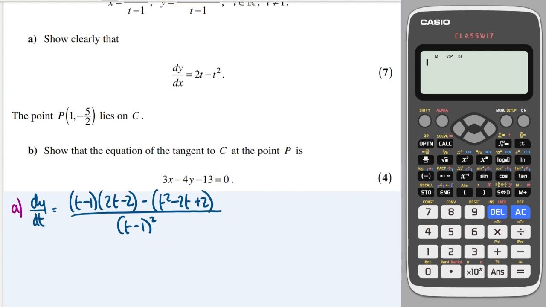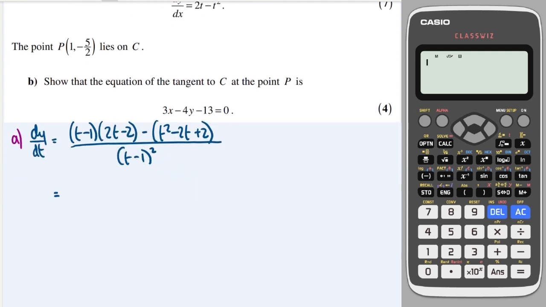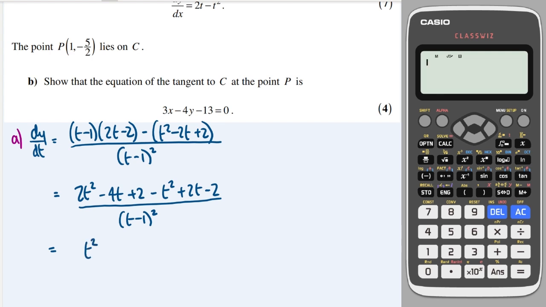Okay, this can simplify. So multiplying out the brackets on the top, I'm going to get 2t squared, I'm going to get a minus 2t and minus another 2t, so that's minus 4t. And I'm also going to get a plus 2, and then I'm going to take away a t squared, take away a minus 2t, sorry, which is plus 2t, and take away a 2 like that. Again, that's all over t minus 1 squared. So this is going to simplify to t squared minus 2t, all over t minus 1 squared.